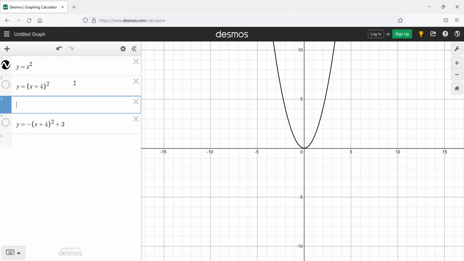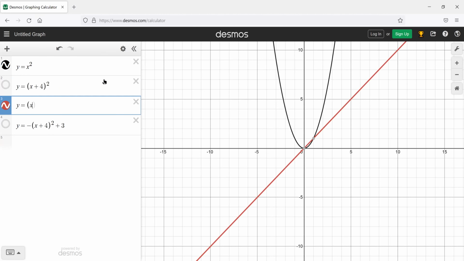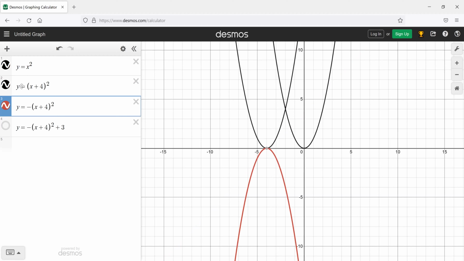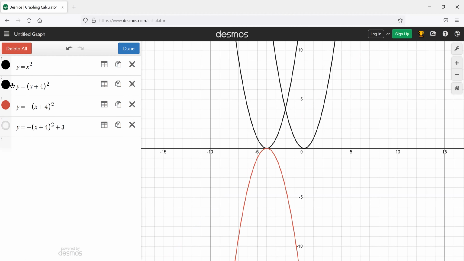Now y equals x plus 4 squared with a negative in front. What does that do? It flips it. So notice the progression here. Sorry, let me change the color in the second one. It started in black, then it went to blue. That was left. Then it flipped.